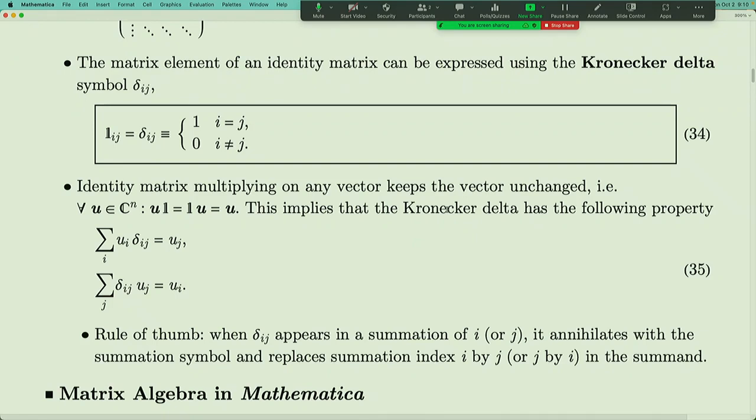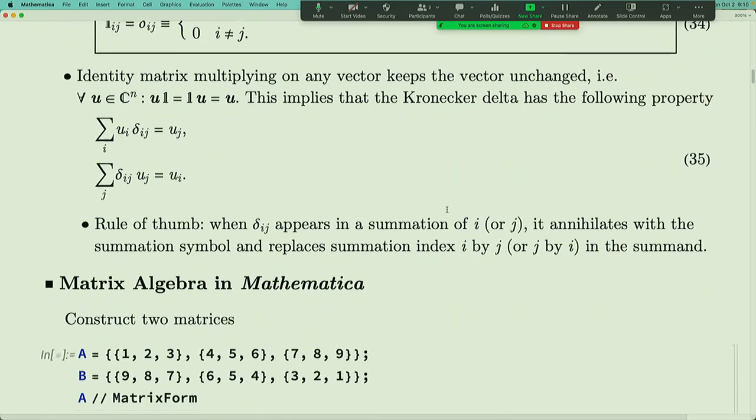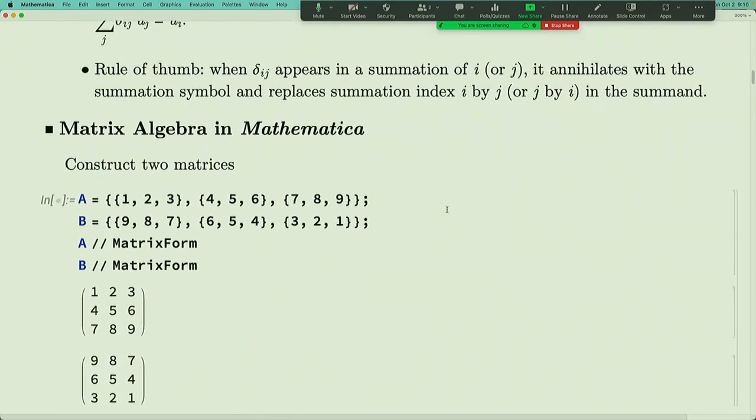Okay, so that's how you use the delta symbol to do summations. Questions?